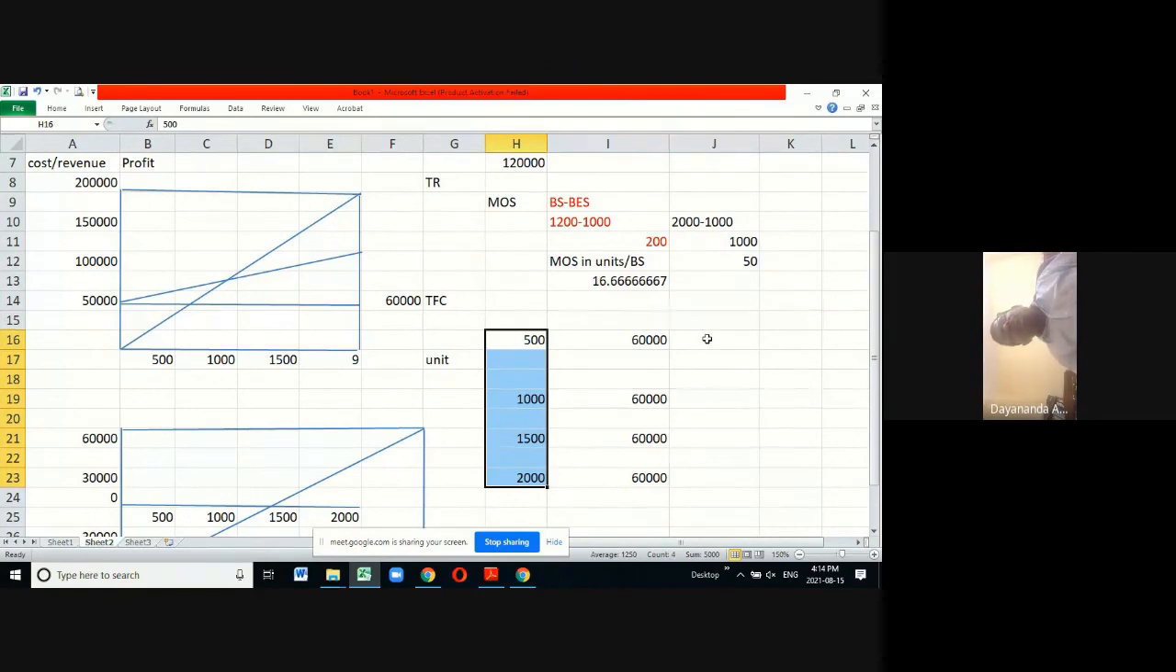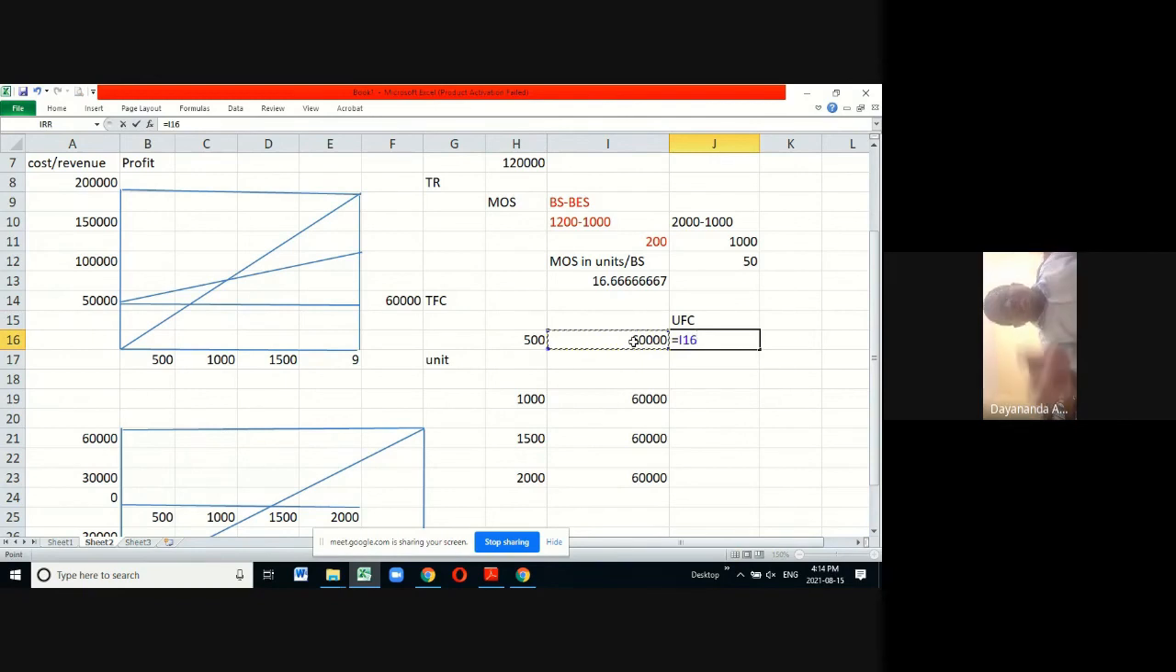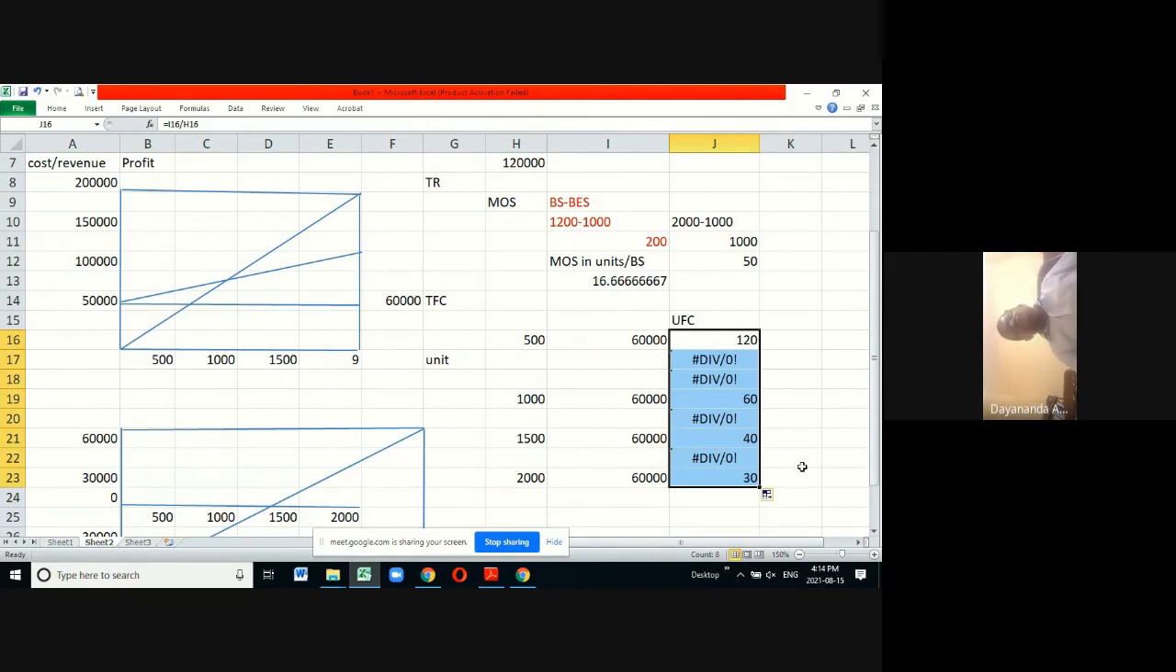So thereby, what would be the unit fixed cost? We call it UFC, unit fixed cost. In this case, unit fixed cost is this divided by this. Unit cost is 120. You see what happened to the unit cost?